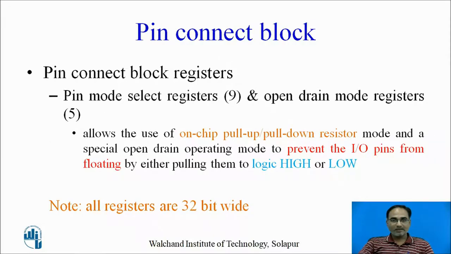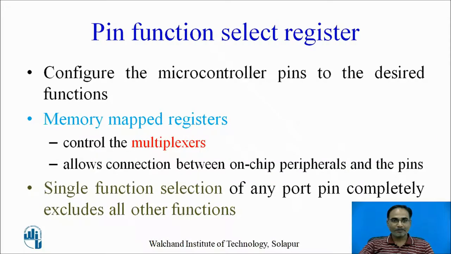Then there are 9 pin mode select registers and 5 open drain mode registers. These registers allow the use of on chip pull up and pull down resistors as well as, for output, special open drain operating mode is also available. So you can set all these modes using these 2 registers. These registers allow you to prevent any input output pin from floating by either pulling them to high or low. One more thing, all the registers are 32 bit wide. So let us learn pin function select register in this session.